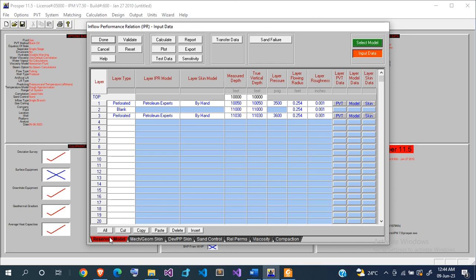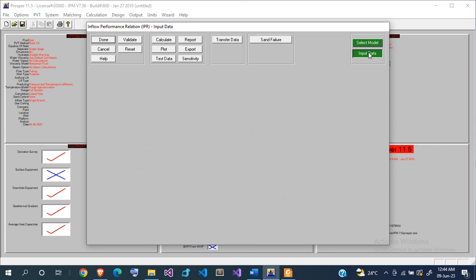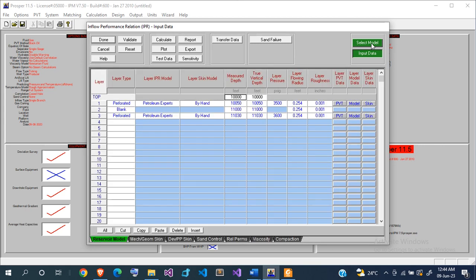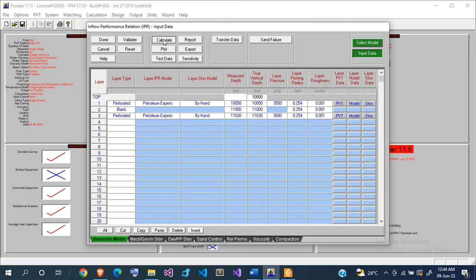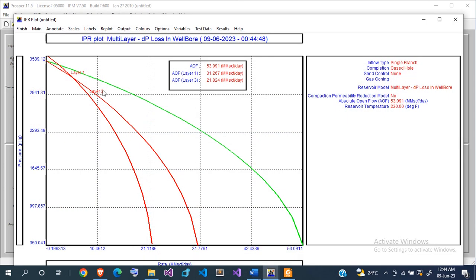Okay, I think that's all. If you go back and come back, I think you're good to go. The next thing is to calculate the IPR. So I'll stay here and then I'll just click on calculate. Okay, so that's what we have. So this is the IPR plot.